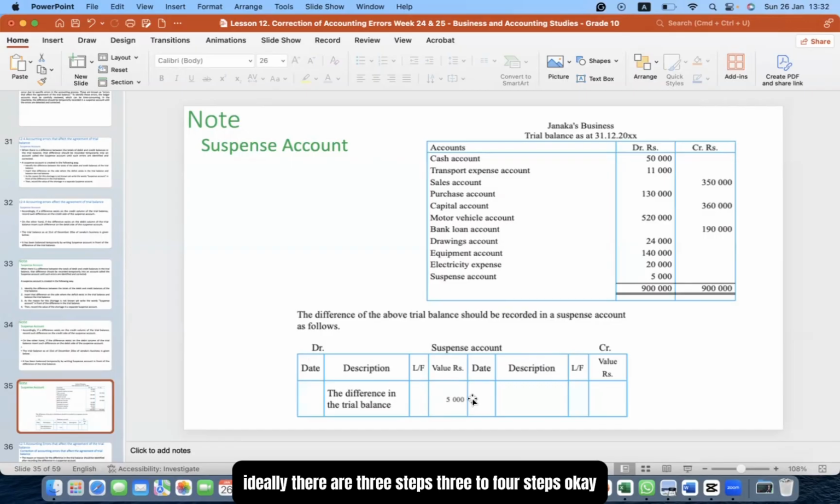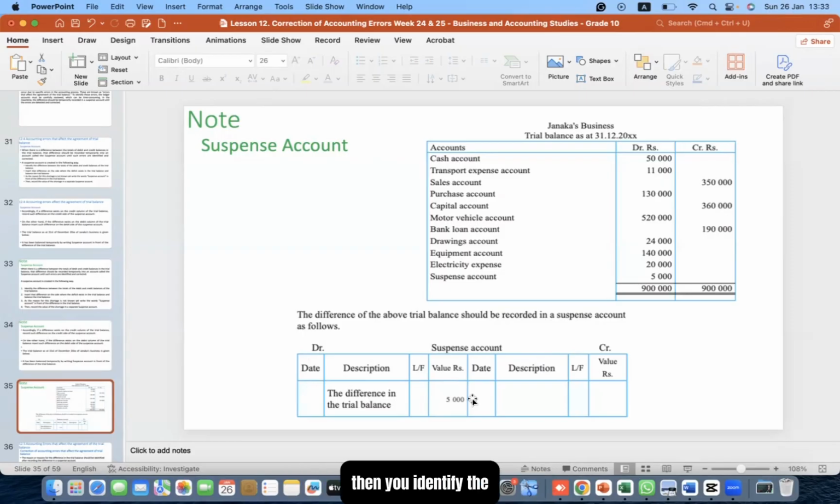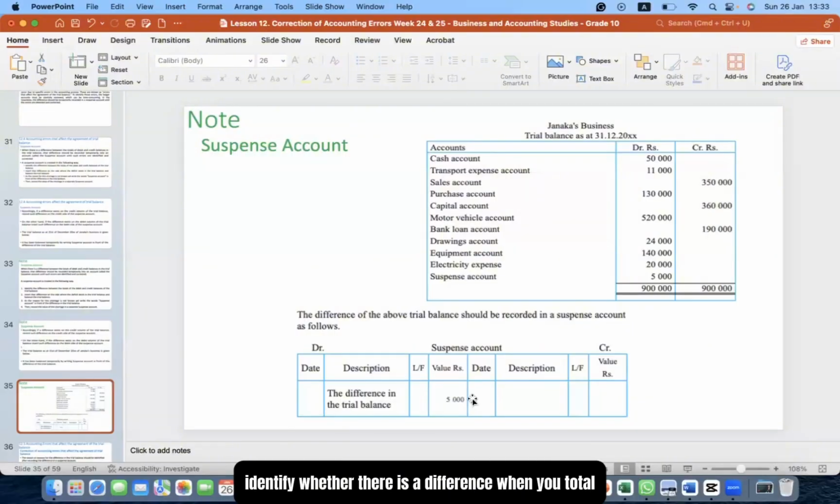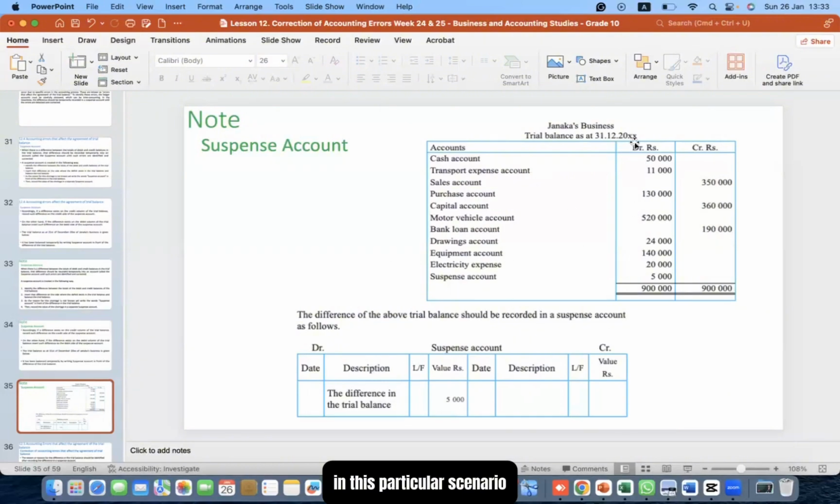So ideally there are three to four steps. First, you check the trial balance. Then you identify whether there is a difference when you total the debit column and when you total the credit column. Is there a difference between the debit column and credit column? In this particular scenario, once you total your debit column it's 8 lakh 95,000, whereas in the credit column it's 9 lakh or 900,000.